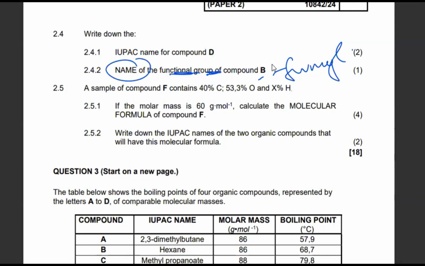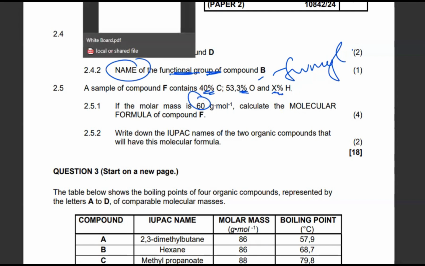All right, they're saying that the molecular mass is 60 grams, and the sample contains 40 percent carbon, 53.3 percent oxygen, and X is hydrogen. So automatically we will subtract. And the molar mass we will use after we have found the empirical formula. So how do we calculate the empirical formula? You write carbon, hydrogen, and oxygen. In most cases, we arrange them as carbon, hydrogen, and oxygen.